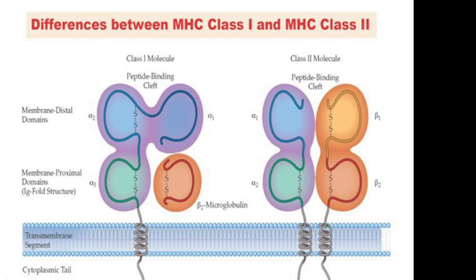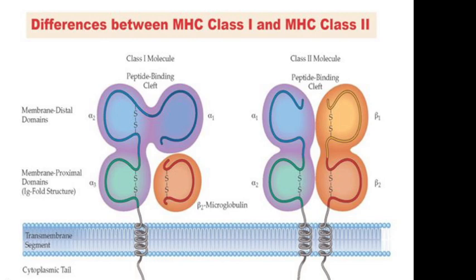The membrane proximal domains of the class 2 molecule are alpha 2 and beta 2, that is, these domains are located closer to the membrane of the APC or the B cell, whereas the membrane distal domains are alpha 1 and beta 1. The peptide binding cleft, the portion where the antigen will bind with the MHC, is located in between the alpha 1 and the beta 1 domains. Similar to class 1 MHC, class 2 MHC also has a transmembrane segment by which it remains anchored to the membrane of the APC or B cell, and it also has a cytoplasmic tail.